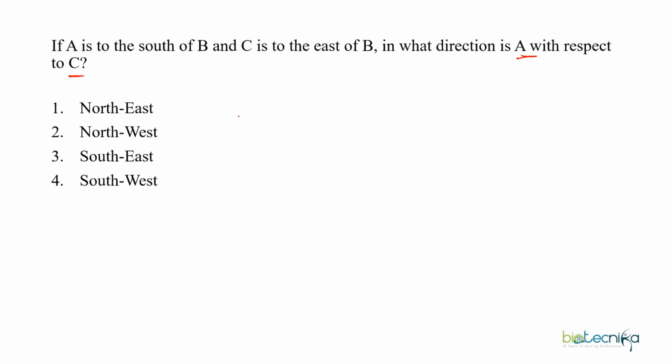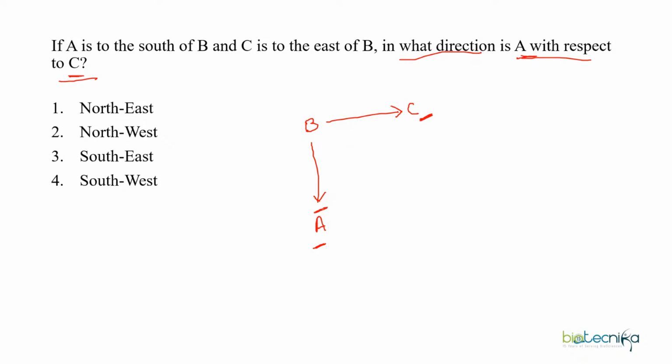Now, here A is south of B. That means if this is B, south means downwards, so A is south of B. And then it says C is east of B. That means if this is B, east will be this side. That means C is east of B. So in what direction is A with respect to C? This is A, this is C. So what will be this direction?